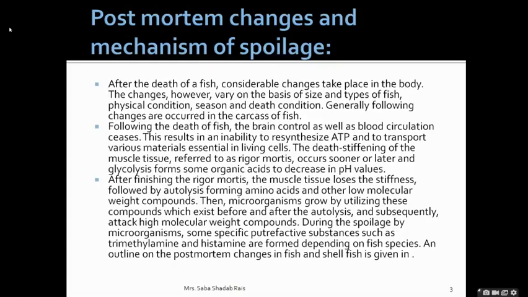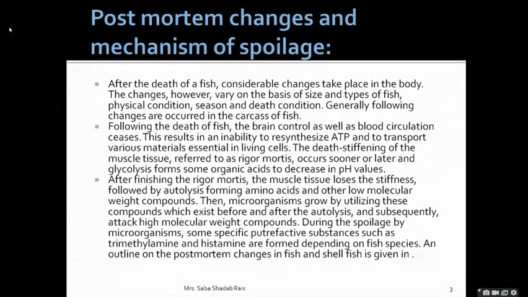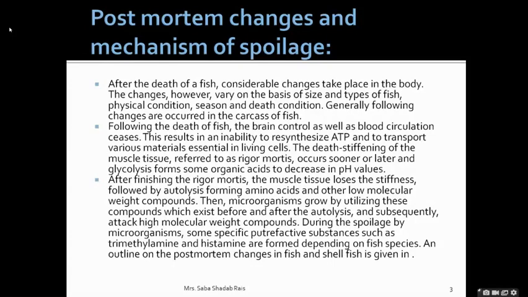As we know, immediately after removal from the water, fish cannot survive for a long time. So as soon as it dies, now how does the fish die? Because when we remove it from the water, we know that the respiratory organ in the fish is the gills, which is specially adapted for taking the dissolved oxygen. So it is not possible for the fish to take air oxygen.